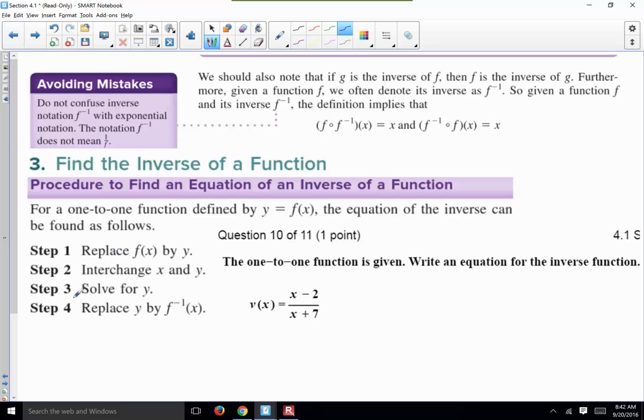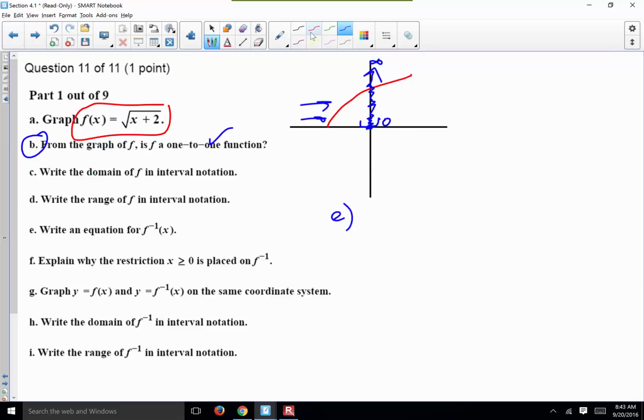We did. Step 1, I change f into y. Step 2, I interchange x and y. I'm doing this kind of quick. Let me know if you miss a spot.